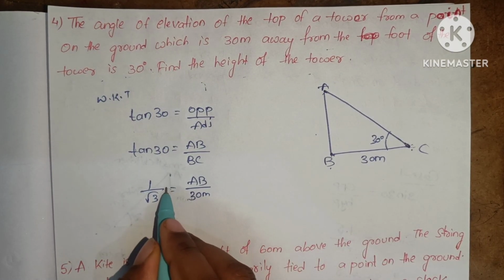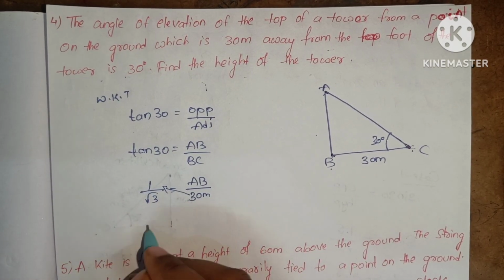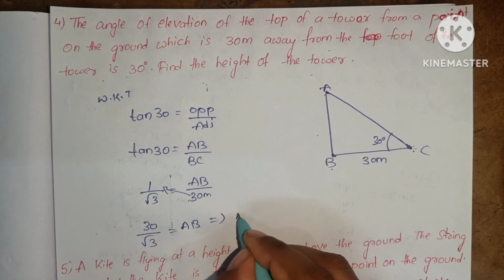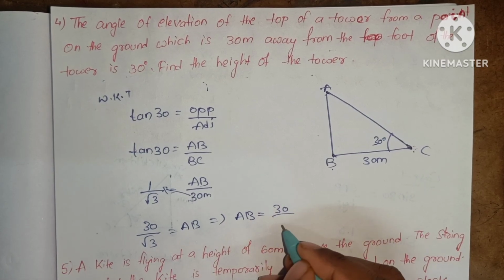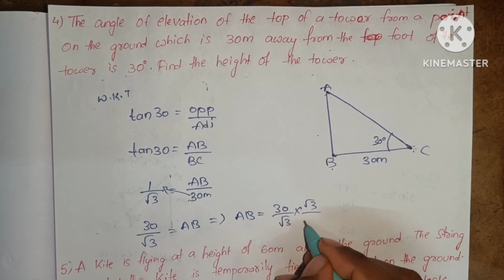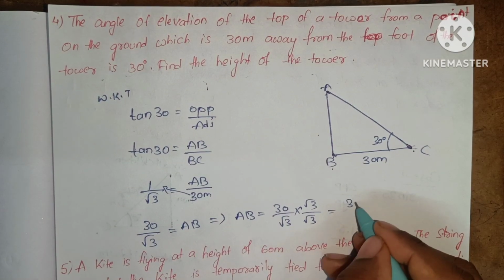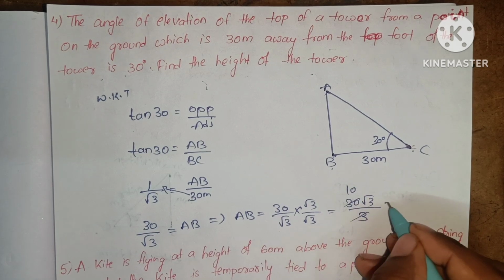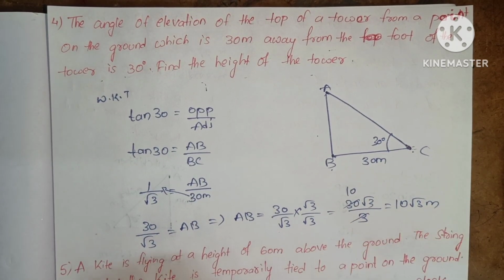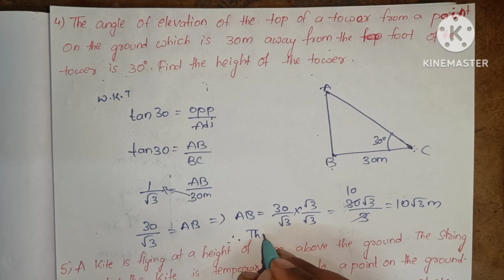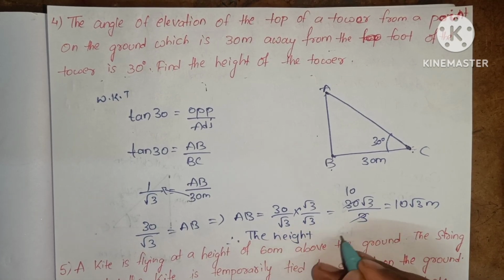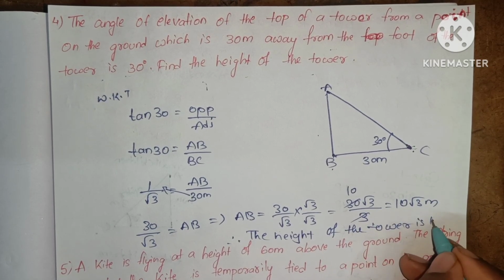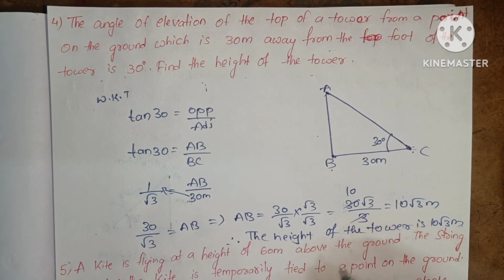If you transpose this 30 meters to the left side, what will you get? 30 by root 3 equals AB. That means AB equals 30 by root 3 into root 3 by root 3. I rationalized. That means 30 root 3 by root 3 into root 3, which is 3. 3 into 10, 10 root 3 meters. That means the height of the tower is 10 root 3 meters. Understood?